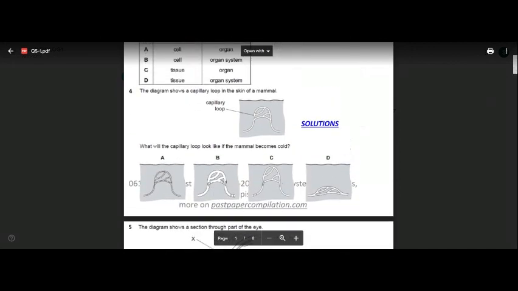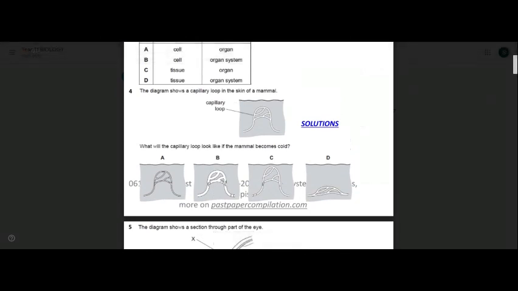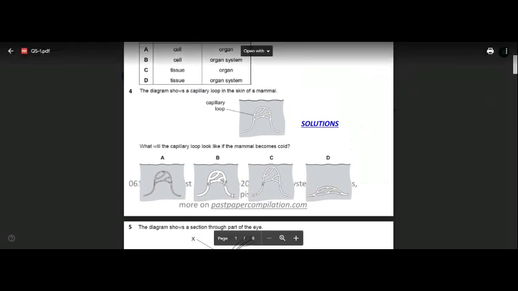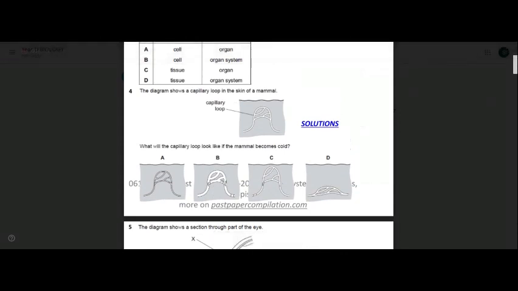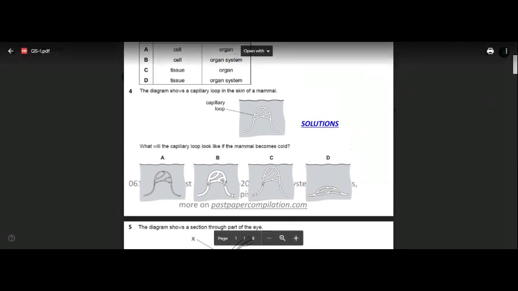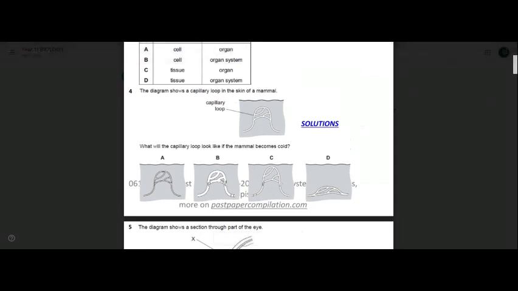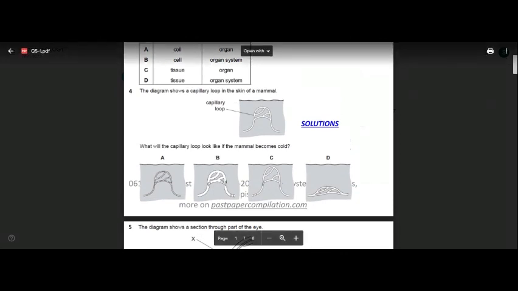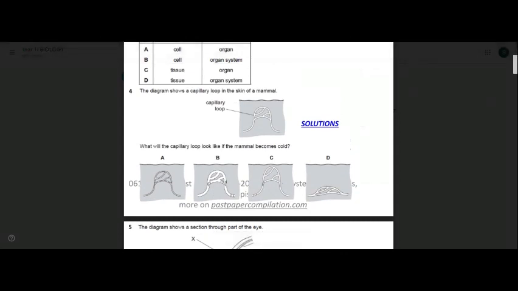Question number four is the same as the one before, but in a different diagram. It's showing the skin of a mammal, and you see a capillary loop. This is one of the blood vessels there. So how may this blood vessel look if you are in a cold environment and you feel cold? You need to warm yourself, so you shouldn't let the heat from your body escape. You should avoid heat loss.